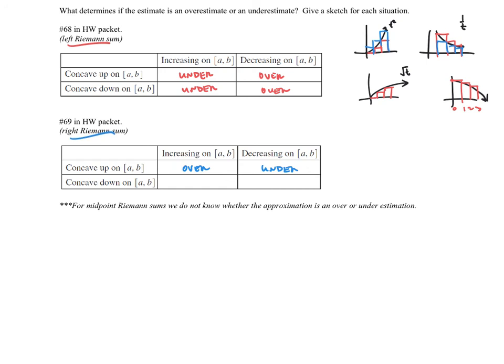Okay, square root of t with a right Riemann sum would look like this. Clearly an overestimate. And finally, concave down decreasing, underestimate. For midpoint Riemann sum, we don't know whether the approximation is over or under, so we're going to leave it at that. We haven't seen AP ask a question about approximations and over or underestimations with midpoint at this point. But if they do, we'll get it in here and we'll make sure you're aware of it.